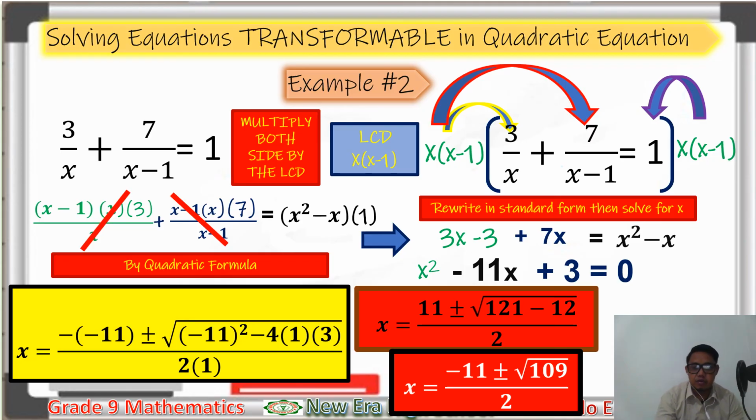Our x is negative 11 plus minus square root of 109 all over 2. Or x of 1 is equal to negative 11 plus square root of 109 all over 2. X of 2 is negative 11 minus square root of 109 all over 2. Okay.